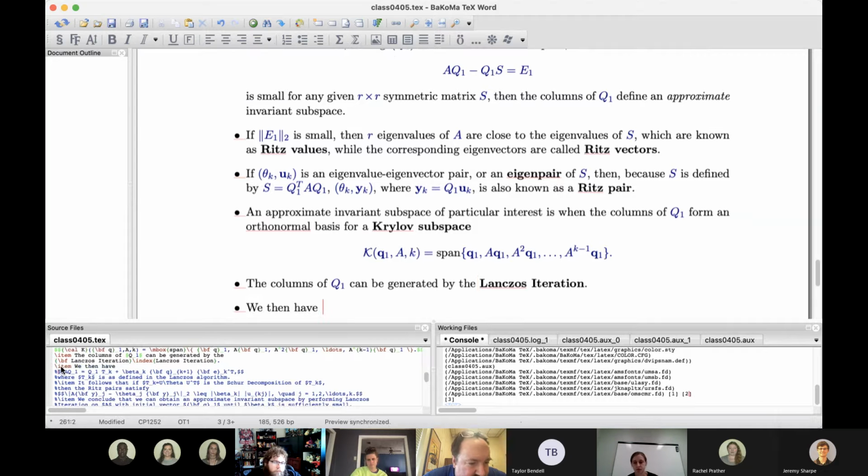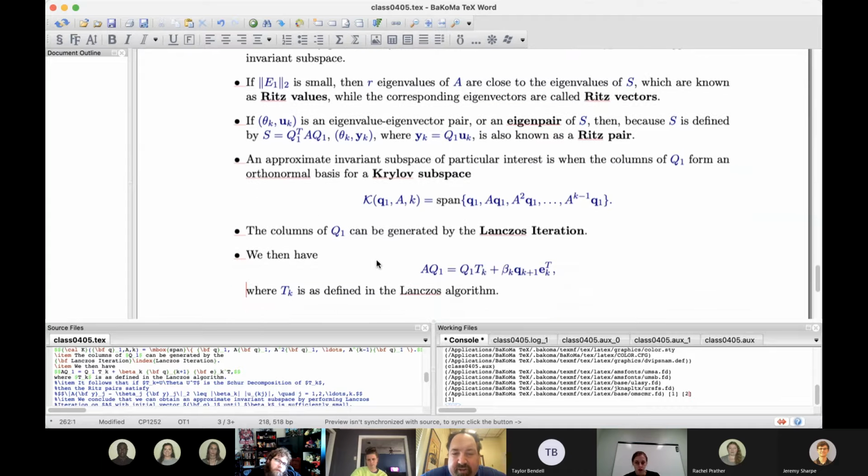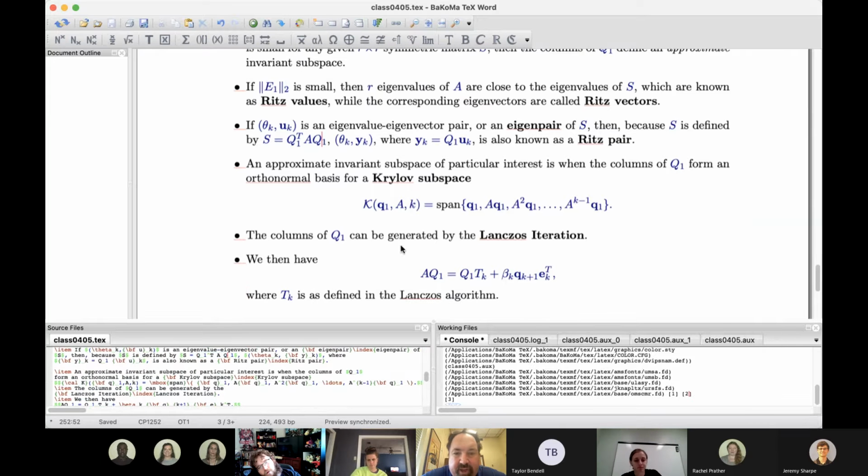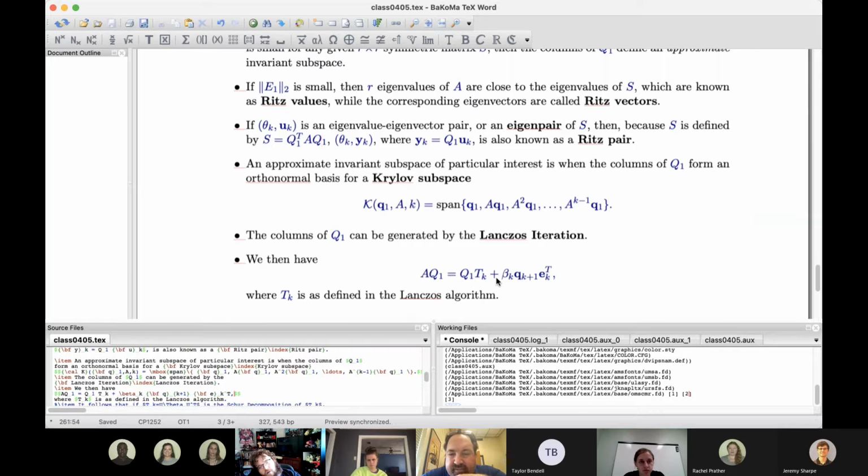So what that means is there's a relationship that comes from Lanczos. AQ1 is Q1 TK. TK is a tridiagonal matrix that comes from the Lanczos algorithm, and it actually is defined this way. So it's playing the role of the matrix S from the earlier discussion. And this is capital E1. This is what's left over.